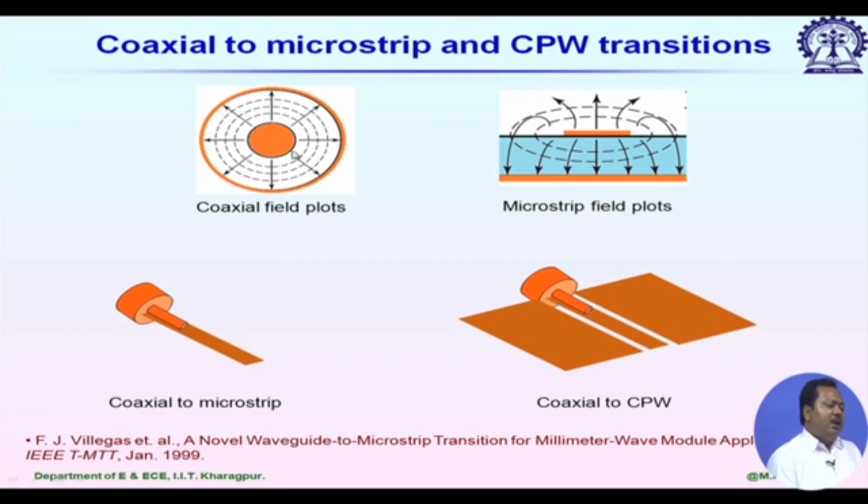So, for TEM mode, the electric field is from the central conductor to the outer conductor. So, they are perpendicular to the magnetic field lines. Now, we want to connect it to a microstrip line.